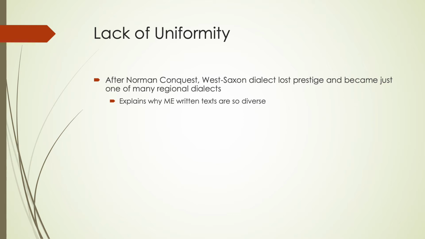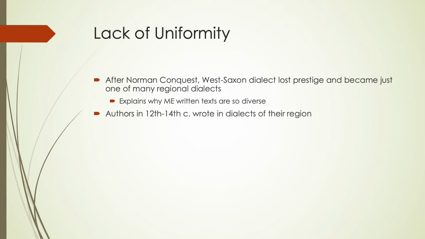And authors during this time period would have written primarily in the dialects of their region. So even when we compare the same text from different places throughout the British Isles, we'll notice a lot of variation between them because they're written in the way that people spoke and they're written in the way that they were used to locally.